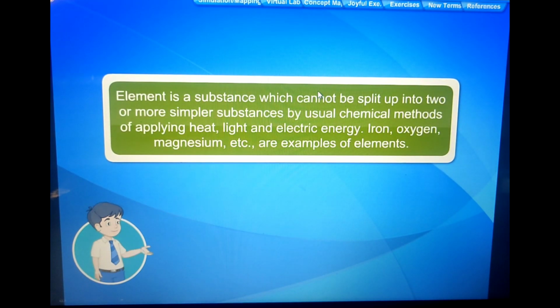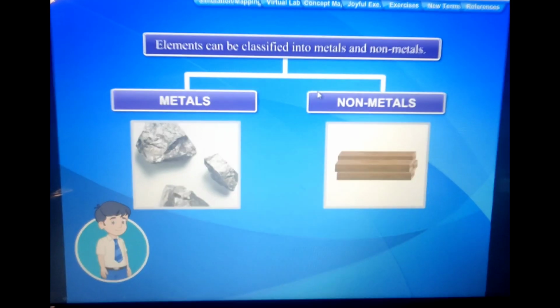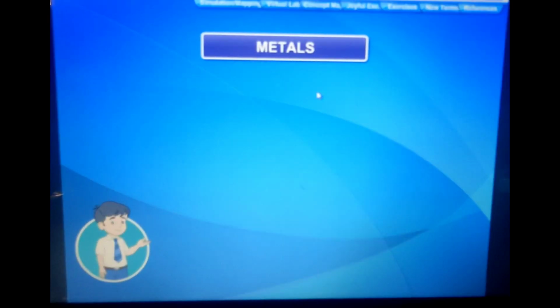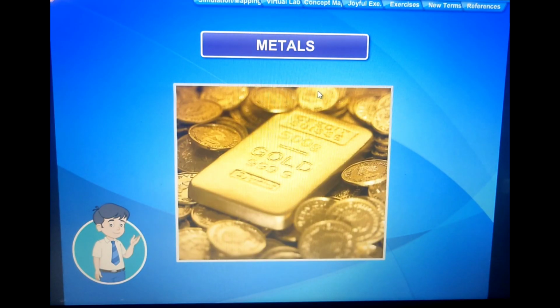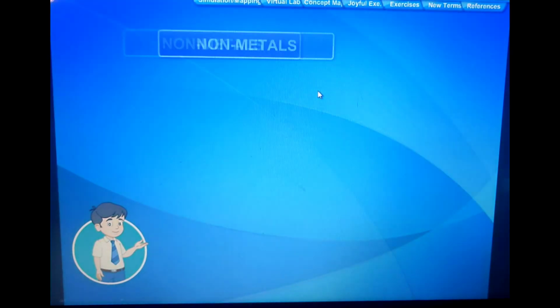An element is a substance which cannot be split up into two or more simpler substances by usual chemical methods of applying heat, light and electric energy. Iron, oxygen, magnesium, etc. are examples of elements. Elements can be classified into metals and non-metals. Iron, copper, tin, gold, etc. are metals. In general, metals are hard and shiny in appearance.